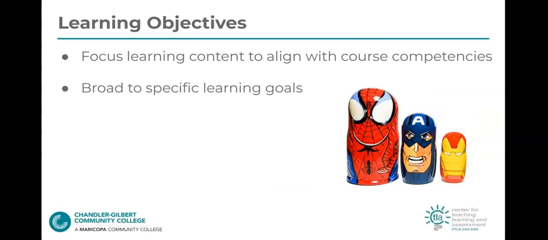So, learning objectives are going to be those specific statements based on your course competencies. They will define learning outcomes or goals and focus your teaching. They help to clarify, organize, and prioritize learning. Don't forget that they should still be aligned with your required course competencies.